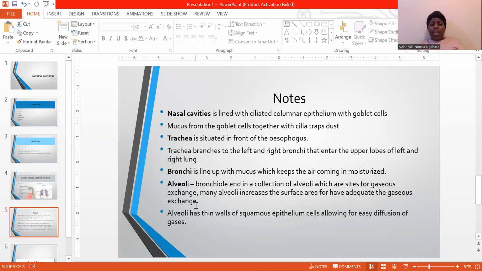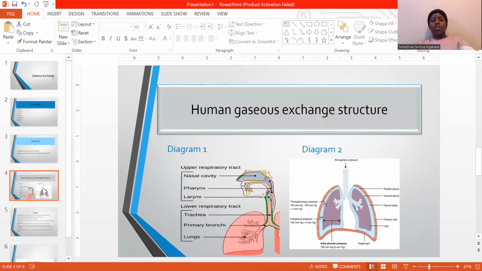Which simply means if we did not have a pharynx, the gases were not going to be able to reach the trachea, nor the esophagus. That is the importance of the pharynx. And where do we find the pharynx? Let me show you the diagram. We find it just above your larynx, and just below your nasal cavity.